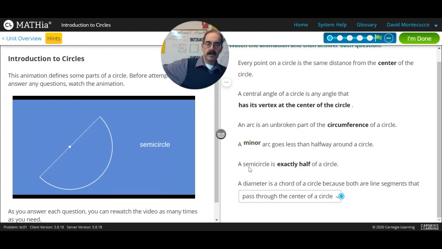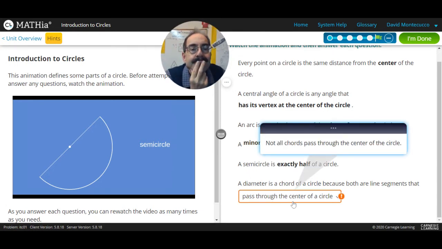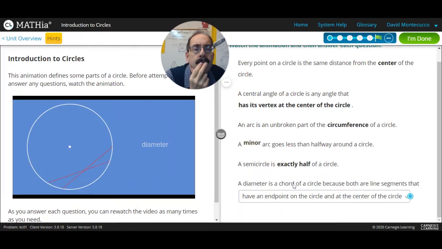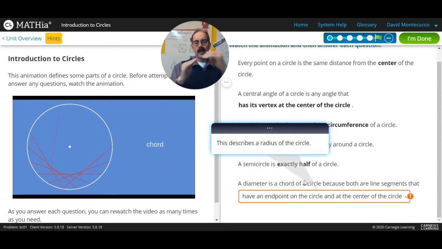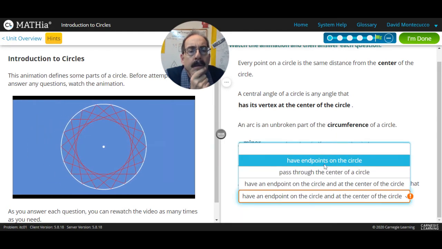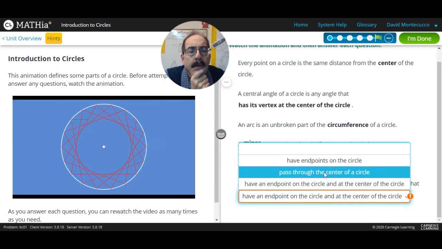Diameter goes through the center. Oop, diameter is a chord. A diameter of a circle, because both line segments are on the circle and pass through the center. Okay, so chord and diameter both have endpoints on the edge. A chord is any segment that has its endpoints on the circle, whether it passes through the center or not. You can create some nice visual patterns using chords.